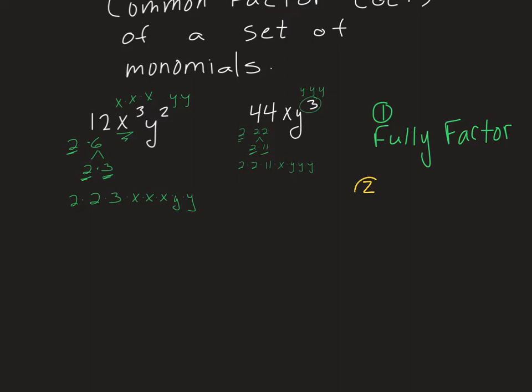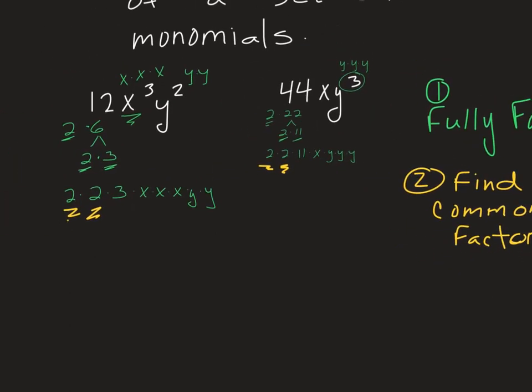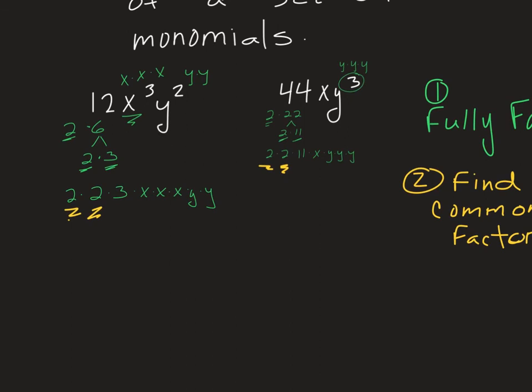My next step is to find common factors. In other words, what do these two have in common? What are the factors that they share? I see that this one has a 2 and that one also has a 2. This one has another 2 and that one has a 2. This one has a 3, but the other one does not have a 3. Remember, we're only finding what they have in common. This one has an 11, but of course the other one doesn't. Again, it's just got to be what they have in common.